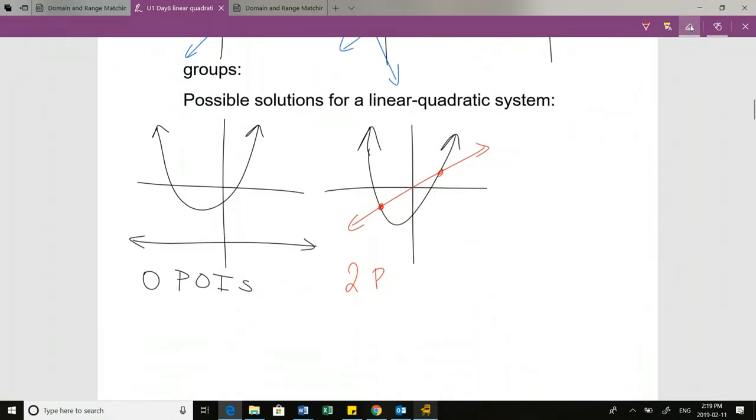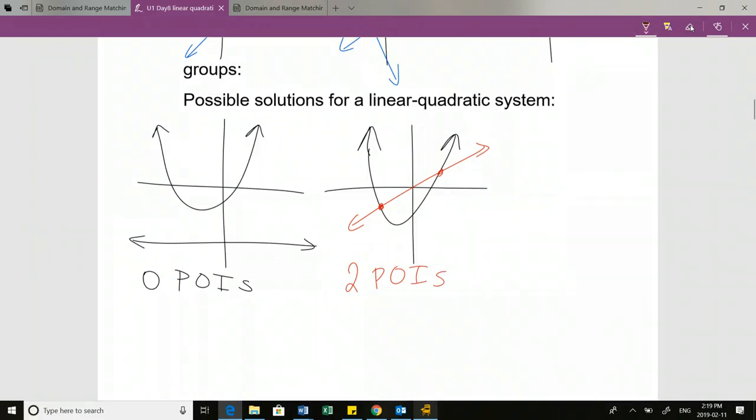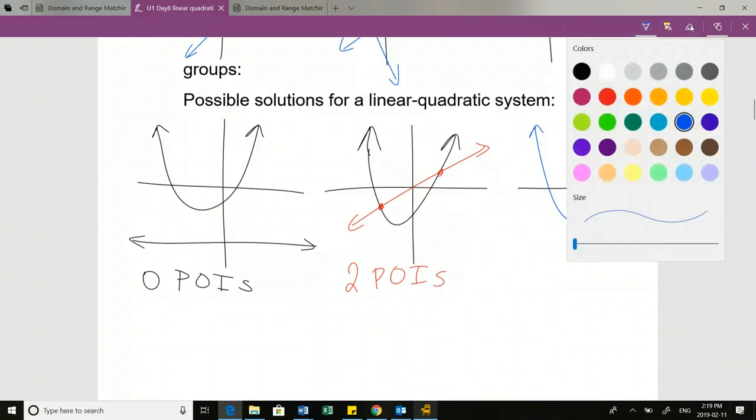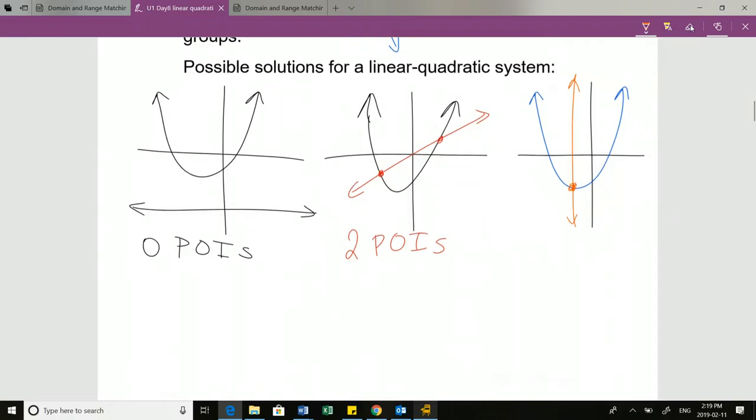Okay, and I said that there were 3. So what is the last one? Zion. Okay, and what would the picture look like for that? Okay. So I would have maybe my quadratic like this. It could be opening down, and then maybe I just have a vertical line straight through that. Okay, and then this is the solution to my system right there where that crosses. So 1 point of intersection.